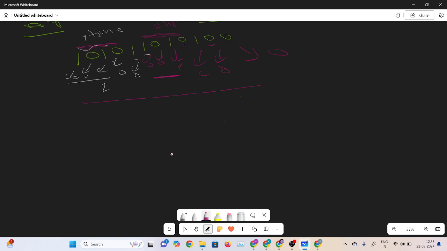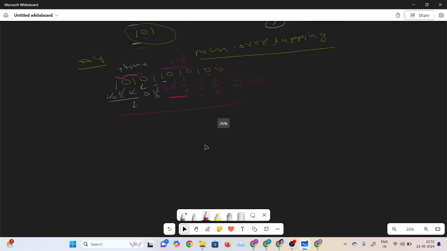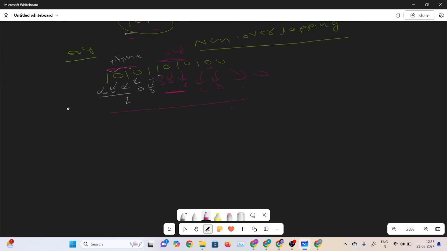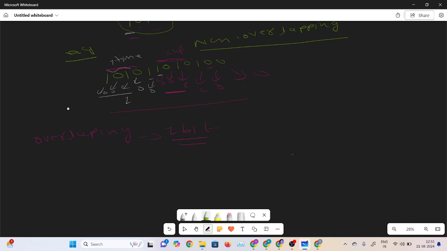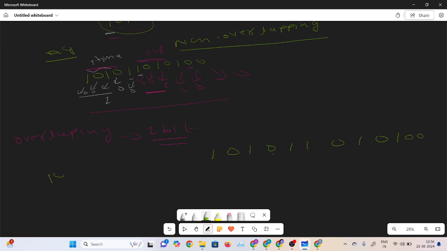Now if I consider the case of overlapping, by default there is a one bit overlapping. If anyone tells you to consider overlapping, then by default we will make it one bit overlapping. So if I take the same example, 1 0 1 0 1 1 0 1 0 1 and the double zero, I need to detect the sequence 101.